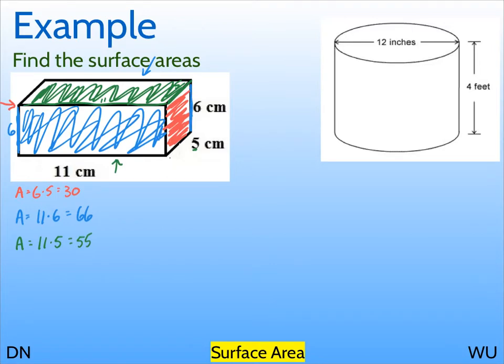Now, one easy way to look at rectangular prisms, they only have 3 measurements: a length, a width, and a height. And to find the area of these 3 different types of faces, all you have to do is figure out every combination of those 3 measurements. So like the 6 times the 5, the 6 times the 11, and the 11 times the 5.